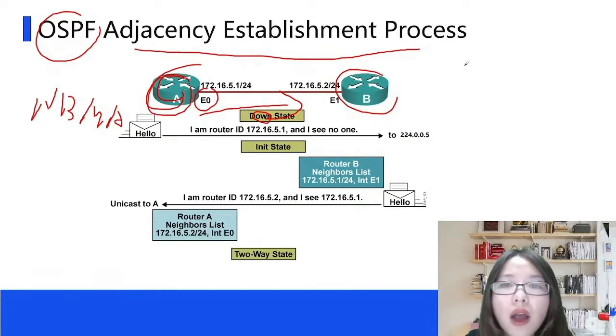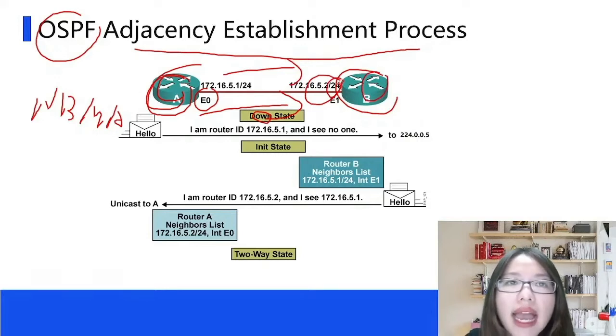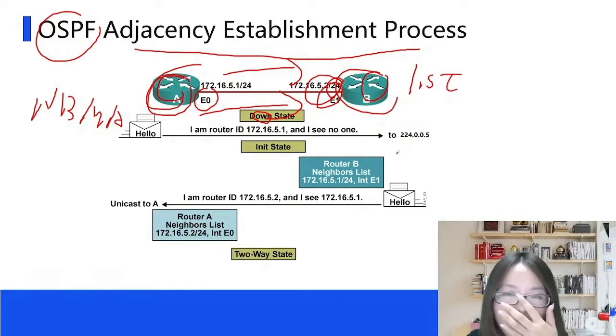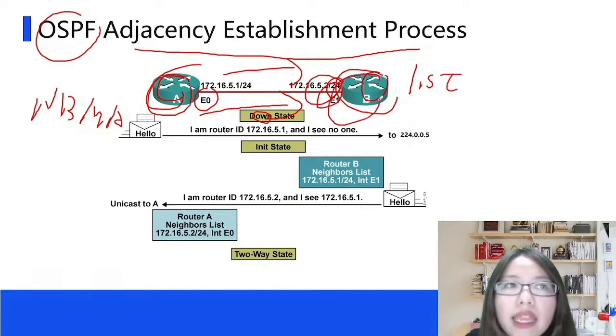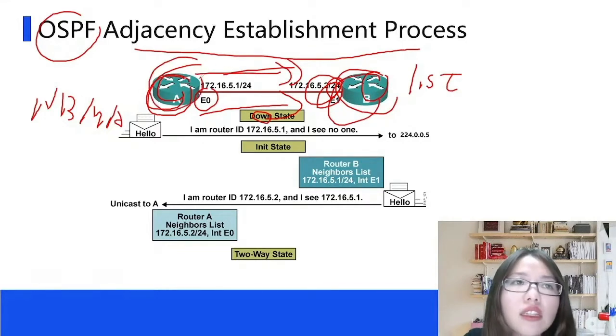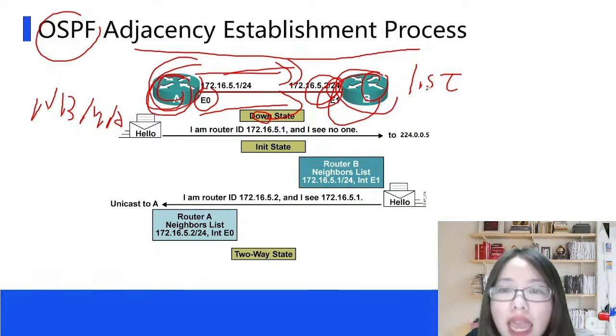When the OSPF router interface receives the hello packet, router B will add the router ID of the sender of the hello packet to its neighbor list and enter the init state. For example, when router B receives the hello packet from router A, it will add router A to router B's neighbor list.